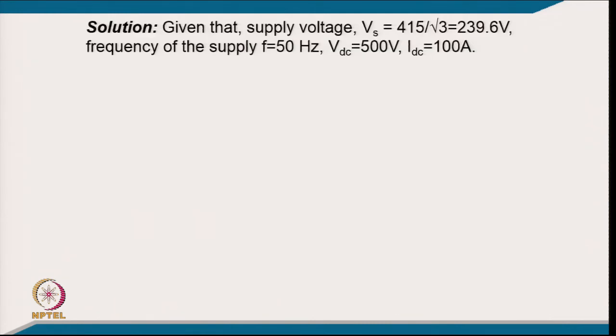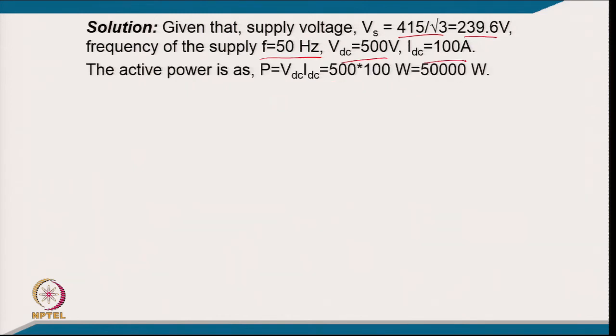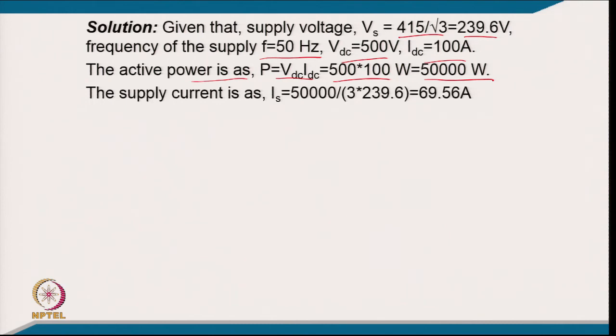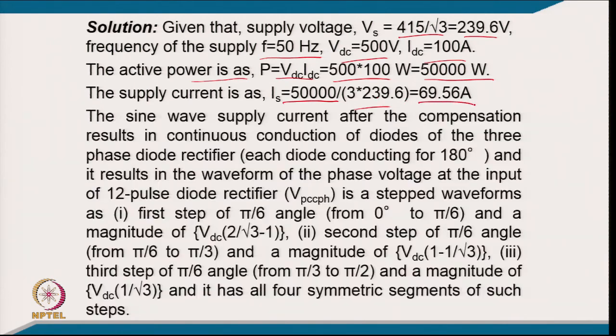Coming to the numerical part of this solution, given that the supply voltage is Vs equal to 415 by root 3, that is 239.6 volt, the frequency of supply is 50 hertz, the DC link voltage is 500 volt, and the DC link current is 100 ampere. We can calculate the active power drawn from the supply, P equal to VDC times IDC, that is 500 into 100. So, it comes 50 kilowatt or 50,000 watt. The supply current is power divided by 3 into phase voltage 239.6 at unity power factor. So, it comes 69.56 ampere.